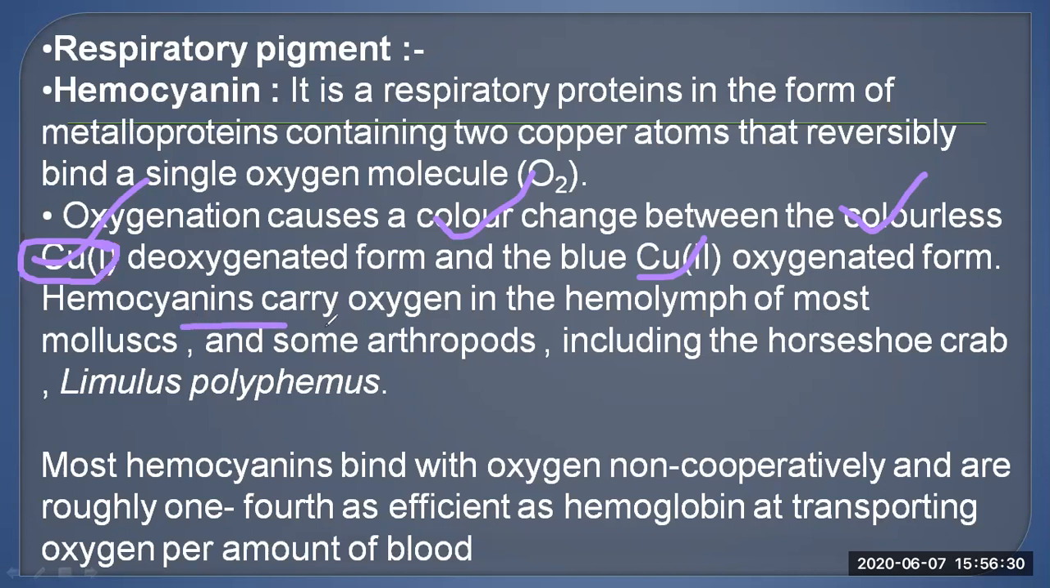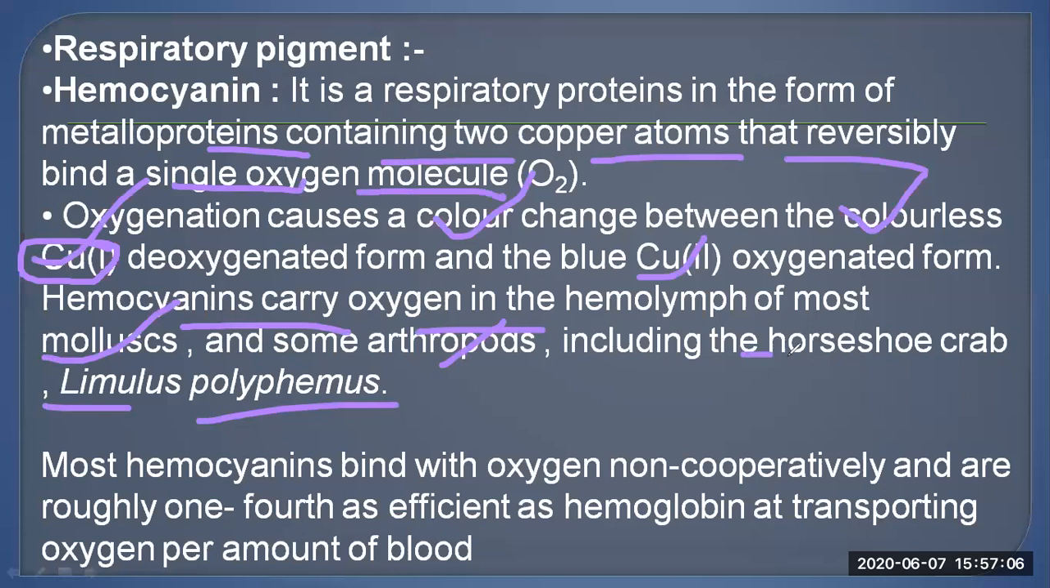And these hemocyanins carry oxygen. Because this is a respiratory pigment, respiratory pigment molecules have the ability to bind with oxygen molecules. It is a metalloprotein containing two copper atoms that reversibly bind a single oxygen molecule. We see that hemoglobin binds four oxygen molecules, but hemocyanin binds a single oxygen molecule. It is found in the phylum Mollusca and some arthropods, for example Limulus polyphemus. Their common name is the horseshoe crab.